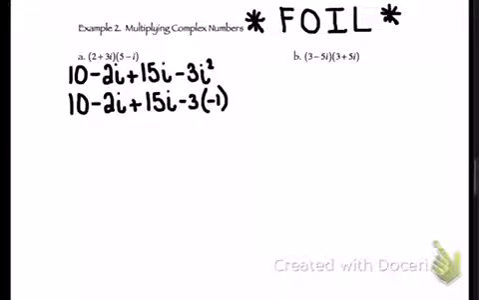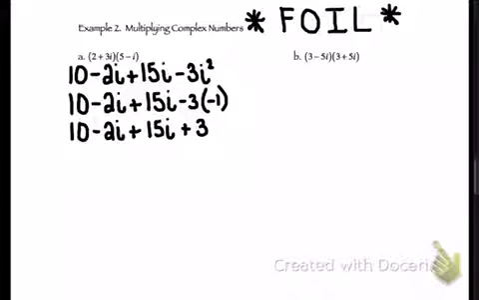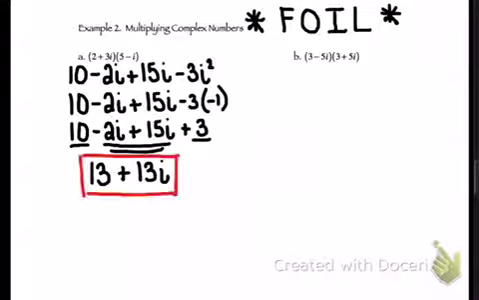Let's simplify this even further. When I do the negative 3 times negative 1, I know I get positive 3 there. From here, again, combine your like terms. 10 and 3 is 13. Negative 2i plus 15i is 13i. Remember to write that in standard form, the real part first, the imaginary part second. That is your answer because you can't combine them. They are not like terms.